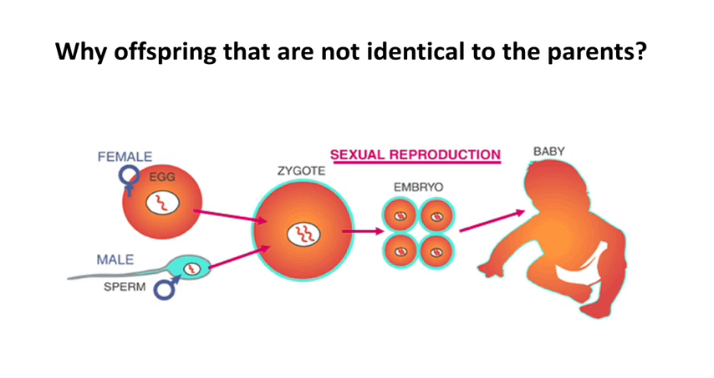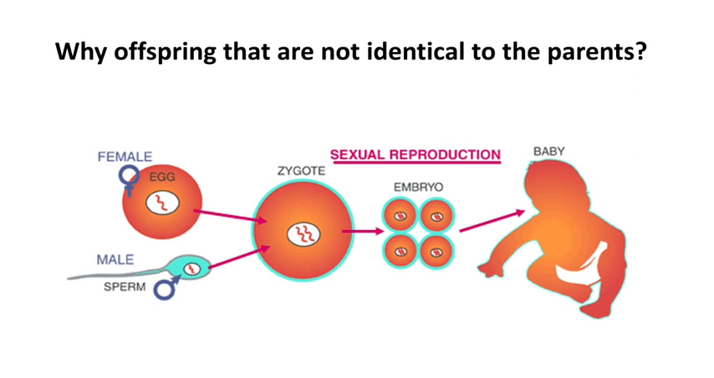Now, another question: why are offspring not identical to the parents? In asexual reproduction, we know that the offspring is identical to the parent. There are two terms, one is identical and the other is similar. Identical means the offspring would be genetically and morphologically exactly the same as the parent. But similar means that the organism would not be exactly like the parent, but it would inherit some of the characters from the parent. And this is what happens in sexual reproduction.